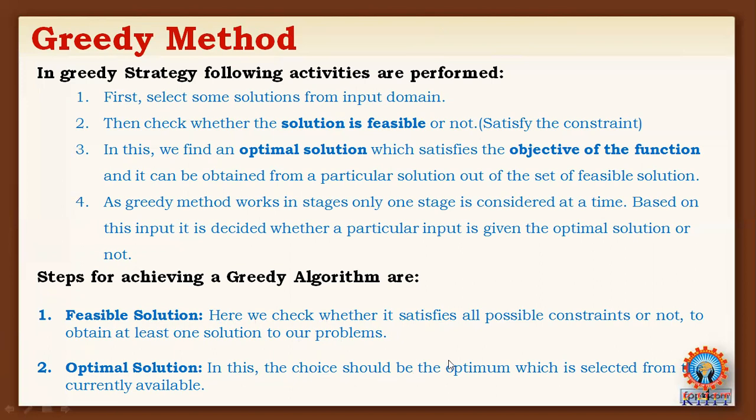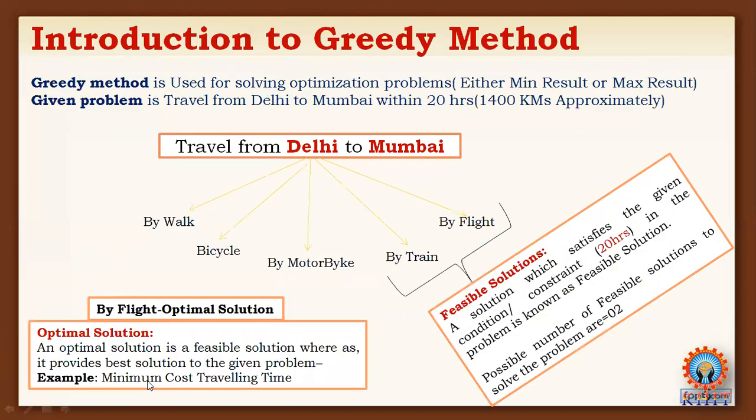You should pick the best possible solution among all possible solutions. That solution is considered the optimal solution. Now friends, if you look at the present screen, it will give you a clear picture of how to solve using the greedy method.